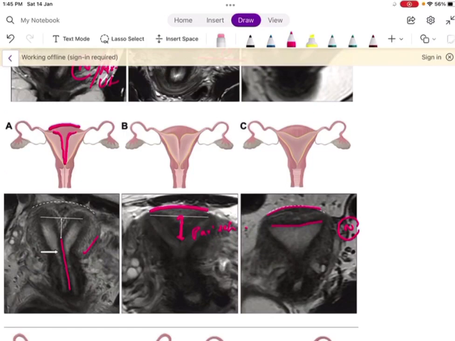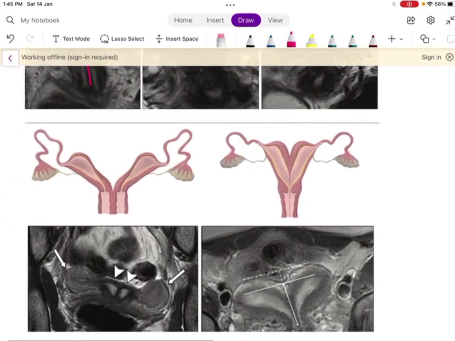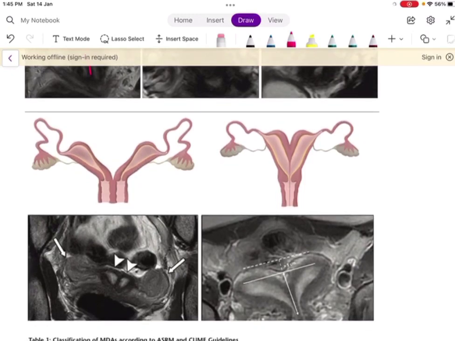So next, let's see the next images. Here we can see there are two separate unicornuate uterine cavities as well as a double cervix. So this is a case of uterine didelphys. Next, see another picture. There is this abnormal fundal contour and abnormal indentation also. So this is a case of bicornuate uterus.